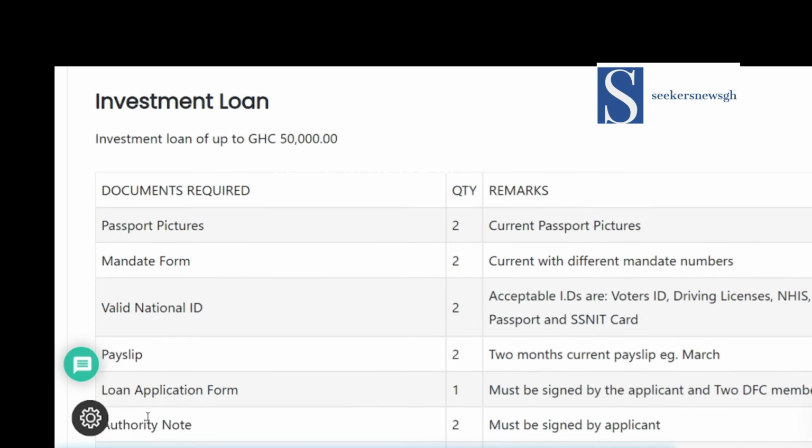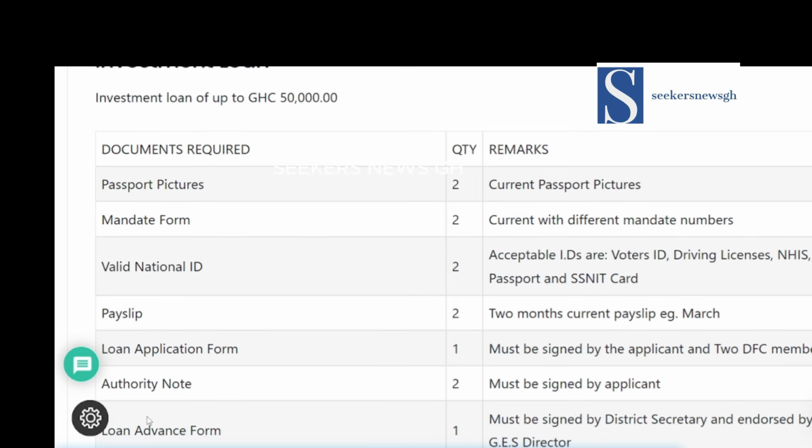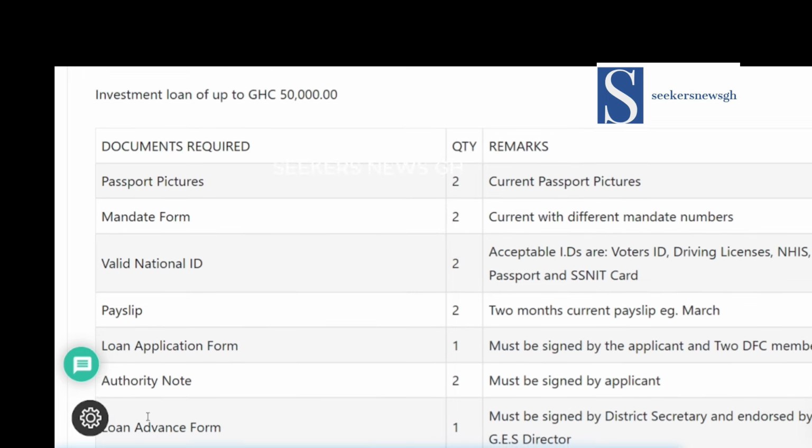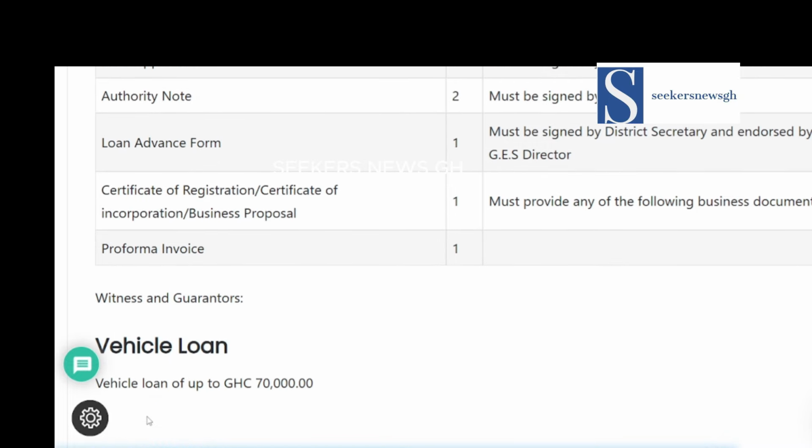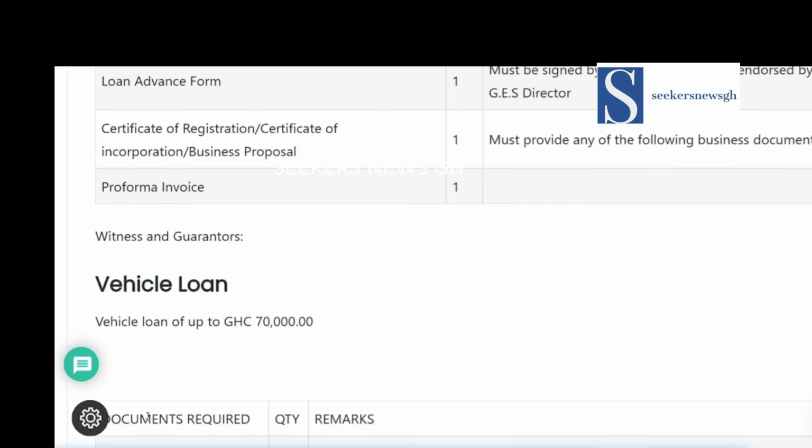Investment loan, which is up to 50,000. You need a passport picture, mandate form, valid national ID, payslip, loan application form, authority note, loan advance form, certificate of registration or certificate of incorporation, business proposal, then pro forma invoice and all that.